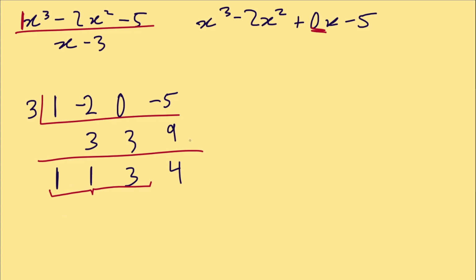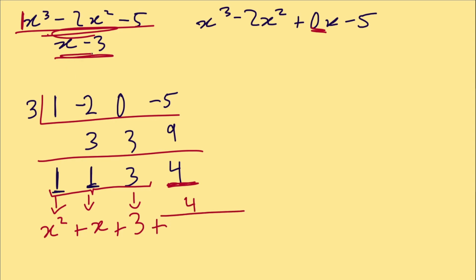Now, how would we write this? How do you write that? This would be x^2 plus x. So remember, these are the new coefficients. So it would be 1, x^1, plus 3. Now, this is the remainder. You write it as 4 over whatever this thing is here, x minus 3.